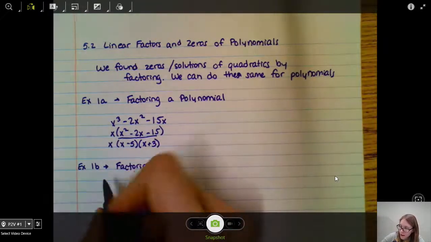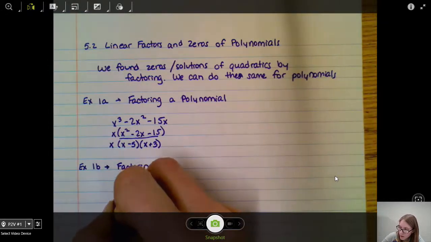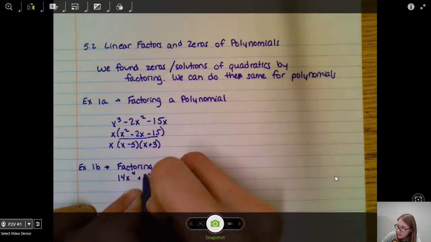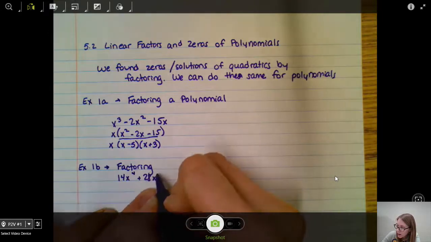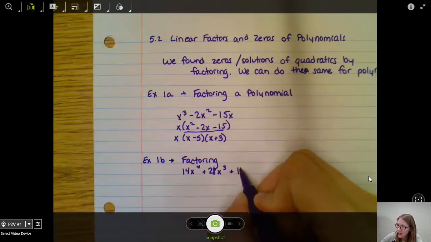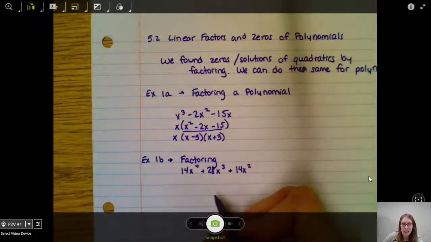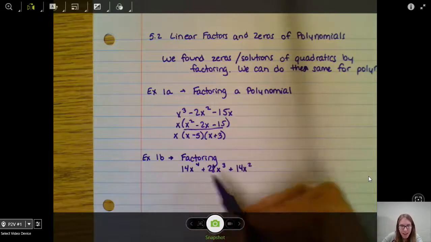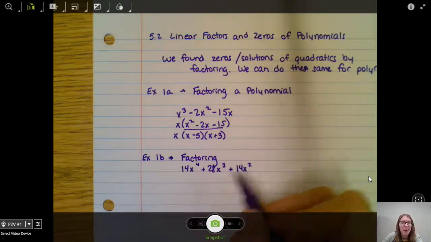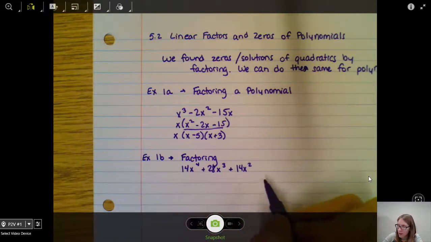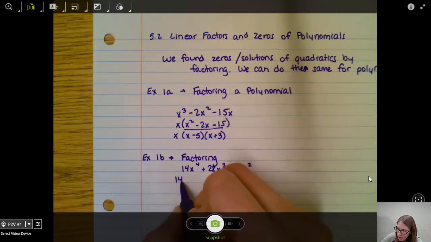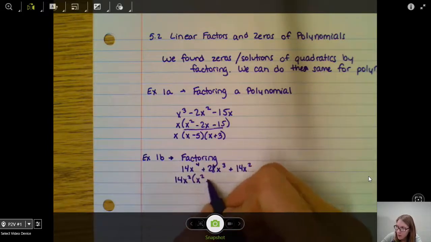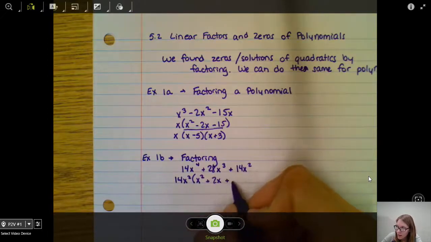Okay. If I wanted to factor 14x to the fourth plus 28x to the third plus 14x squared. And once I see this, okay, I have all of my coefficients, but notice they're all divisible by 14, and I also have all of my exponents here. I have an x squared in common all the way around. So altogether, I can factor out a 14x squared, and then I'm left with x squared plus 2x plus 1.